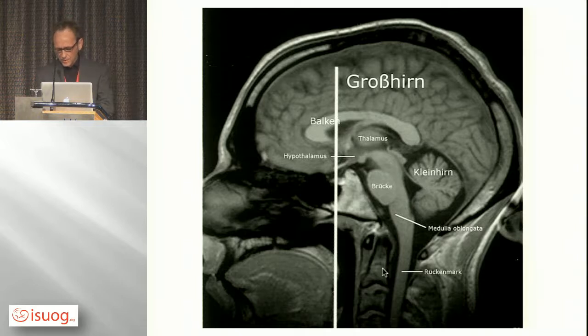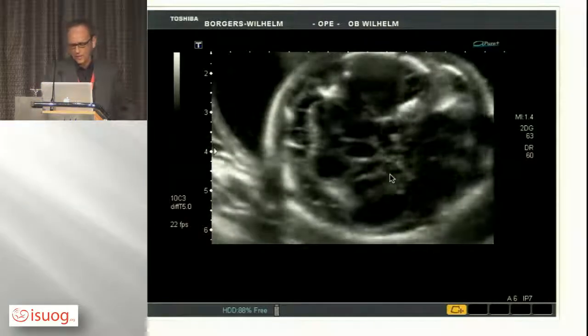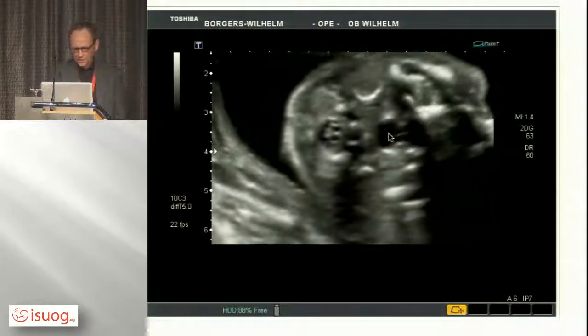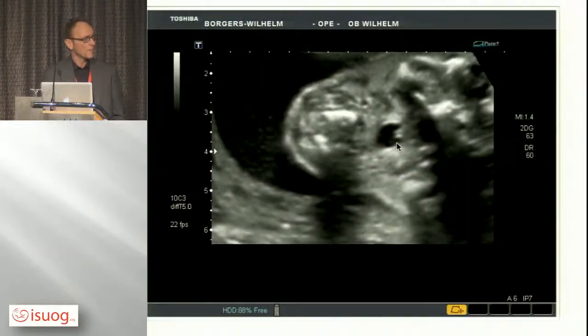So far the theory. Now, you see it here, the transversal transthalamic section. So we move now the transducer parallel in the caudal direction. Here, nasopharynx, soft palate, and the uvula. Because of its typical echo pattern, these two echogenic lines with a hypoechogenic space between, we named it the equal sign. It was an idea of my wife, by the way.